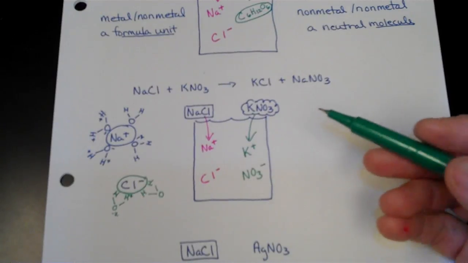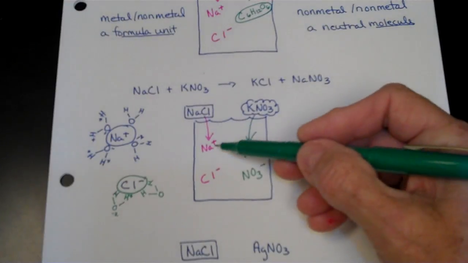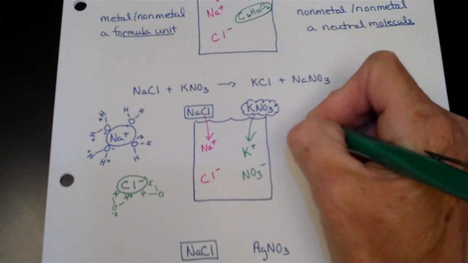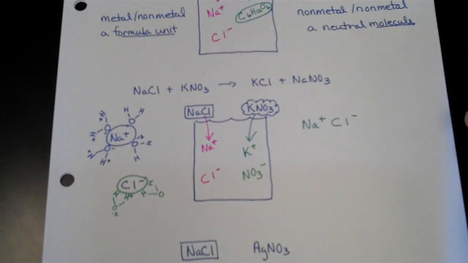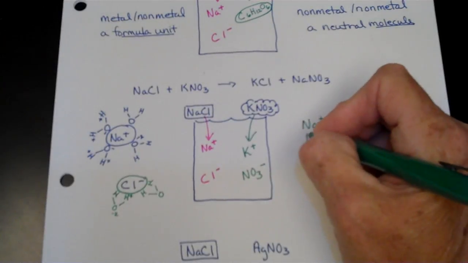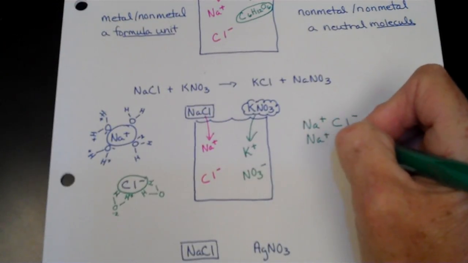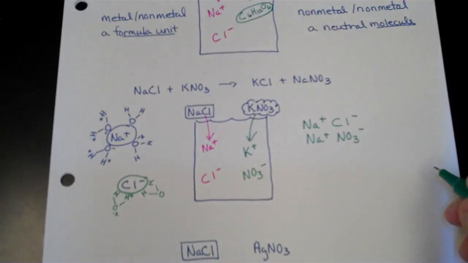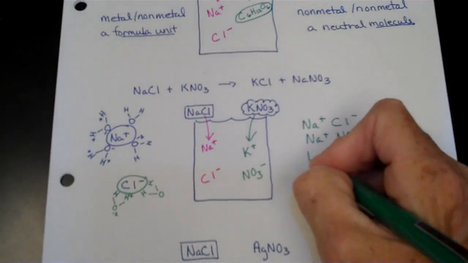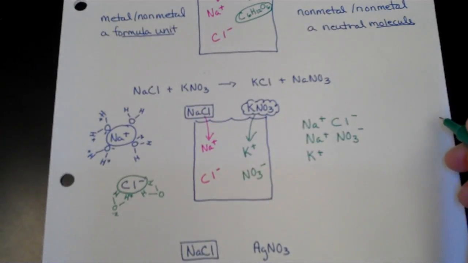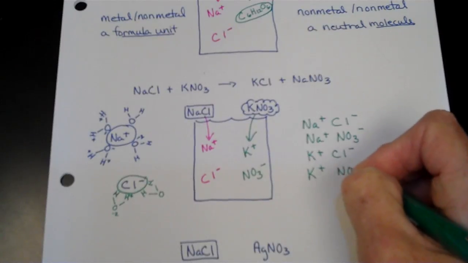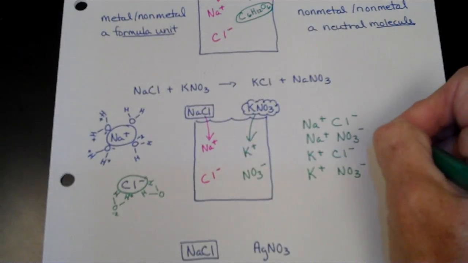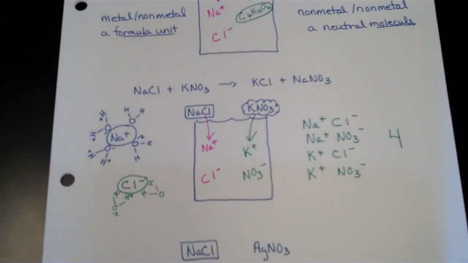So, what compounds could possibly form? Well, the Na pluses might come together with Cl minuses to form sodium chloride again. Or the Na pluses might come together with NO3, nitrate ions, to form a compound. Then you would have K pluses. The K pluses, the potassium ions, might come together with the chloride ions, or with the nitrate ions. It looks like we have 4 possible products that could form.